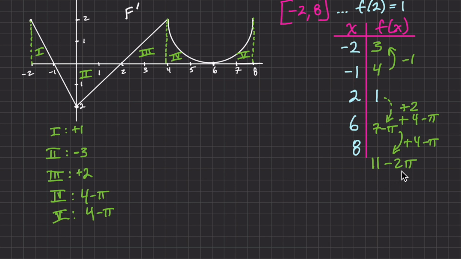Okay, folks, we have all the y values on the potential candidate points, and we know that 2 pi is a little over 6. Pi is a little over 3, therefore both of these values are going to be greater than 1. 4 is greater than 1, 3 is greater than 1. So right here at x equals 2, comma 1, that is our absolute minimum on this interval.